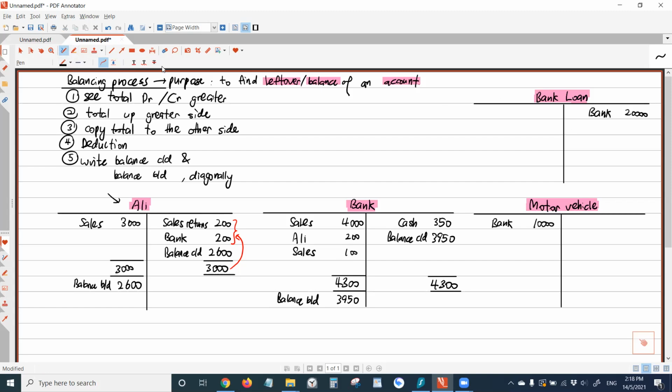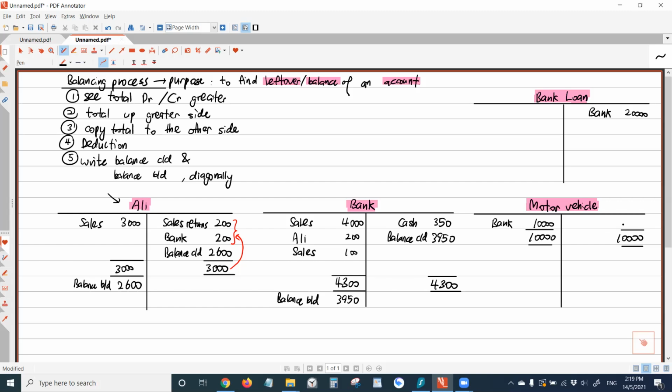Now, the other 2 accounts are something that you may see once in a while, where just one side has some entries and the other side is empty. So, for example, the motor vehicle account. How should you do the balancing process? It's the same. Just follow the few steps that I've stated at the top left corner there. Begin by drawing the lines for the total row, and ensure that they're on the same level. Now, the debit side is very obviously greater than the credit side, because the credit side has nothing. So total up, you get 10,000. Copy this total to the other side.